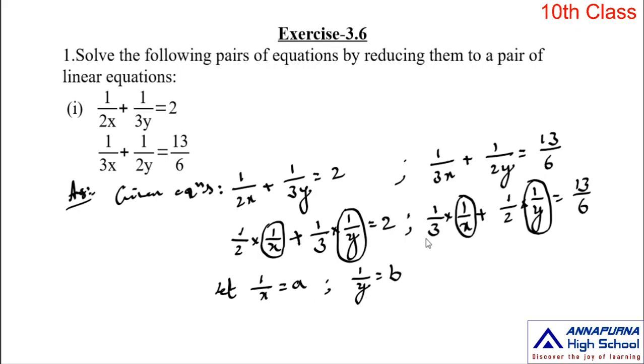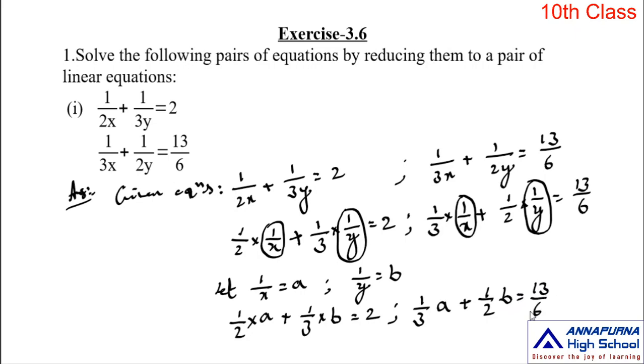Now take these two variables in the two equations. If 1 by x is equal to a and 1 by y is equal to b, then the first equation changes to 1 by 2 into a, instead of 1 by x, plus 1 by 3 into b, instead of 1 by y, is equal to 2. In the second equation also do the same thing: 1 by 3 into a plus 1 by 2 into b is equal to 13 by 6.